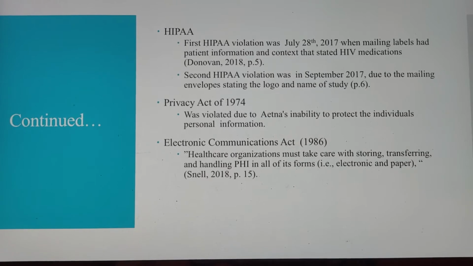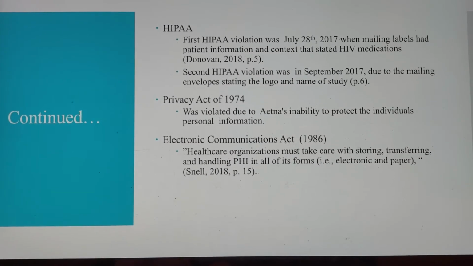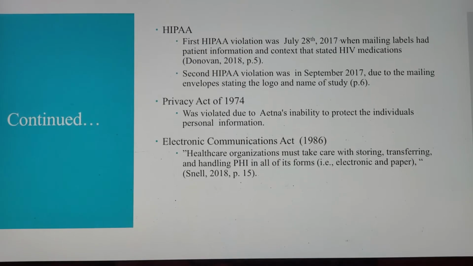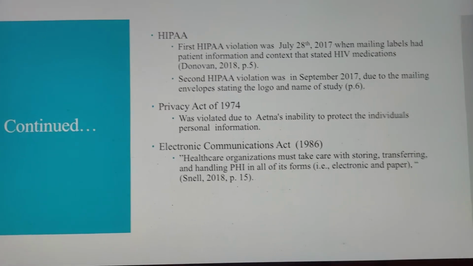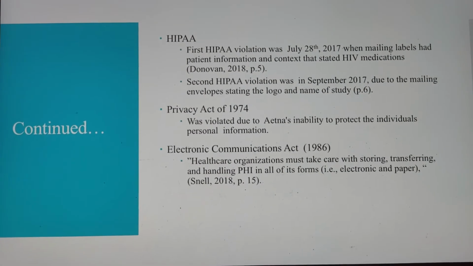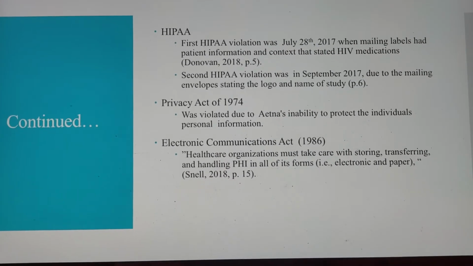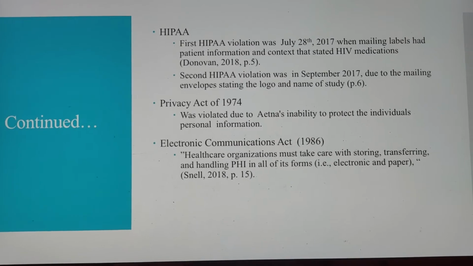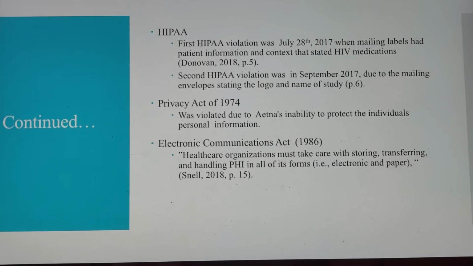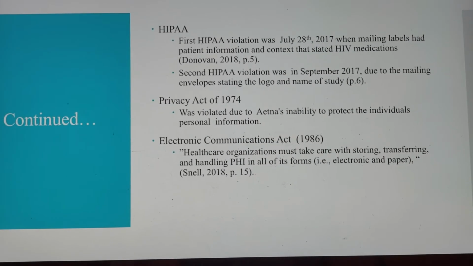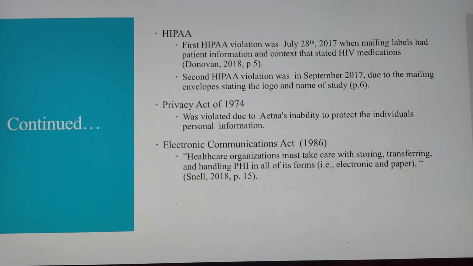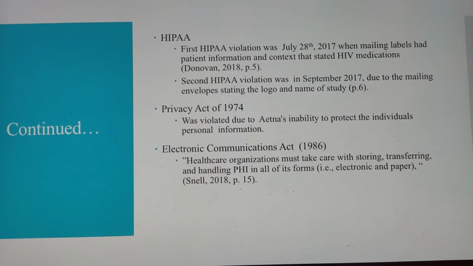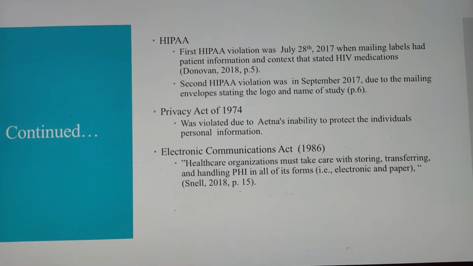When it comes to violating the HIPAA policy, the first HIPAA violation was July 28, 2017, when mailing labels had patient information and context that stated HIV medications were included. The second HIPAA violation was in September 2017, due to the mailing envelope stating the logo, name of the study, and the individual's personal information. The Privacy Act of 1974 was also violated due to the individual's information being misused and misunderstood for the study.